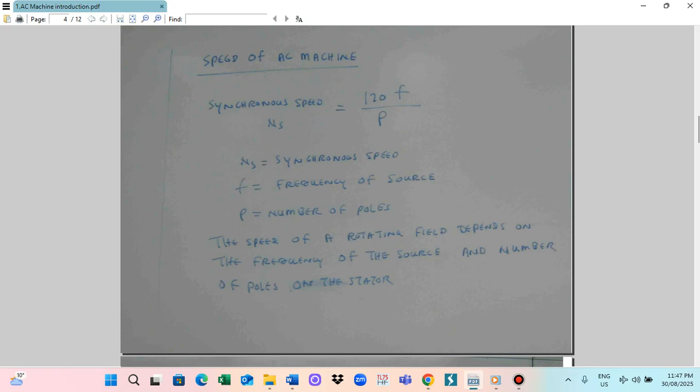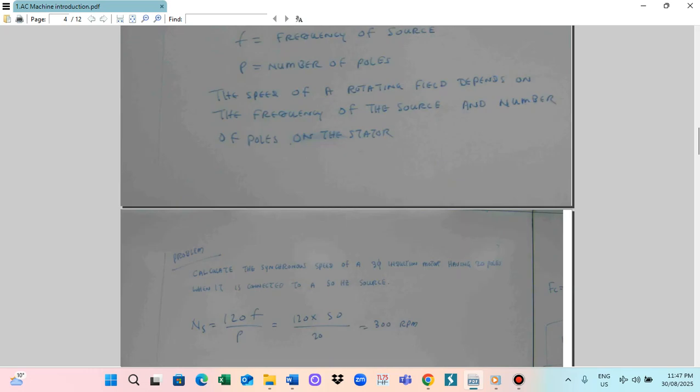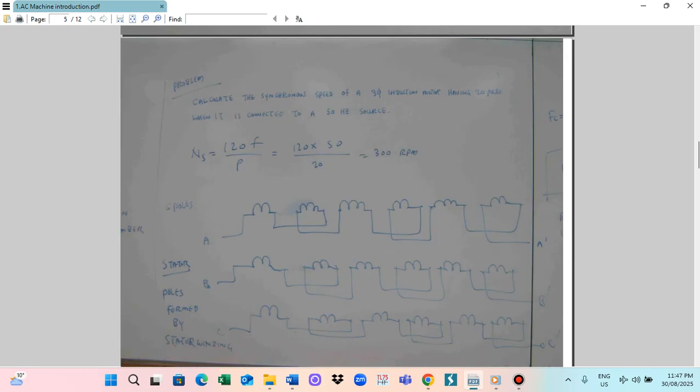So this is for the calculation of the motor synchronous speed. In this program, we have to calculate the synchronous speed of a three-phase induction motor having 20 poles. It is connected to a 50 hertz source. So we have to use the formula here.